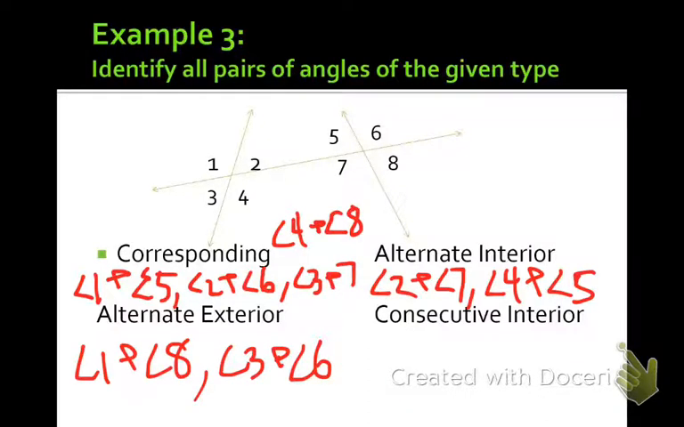Good. Consecutive interior angles. 2 pairs of those as well. Give me one. Okay, Ryan. 2 and 7. They are not consecutive. They are interior, but those 2 and 7 are alternate interior angles. Erica. 2 and 5. Angle 2 and angle 5 are consecutive interior angles. What's the other pair? Ellen. Angle 4 and 7. Angle 4 and angle 7.